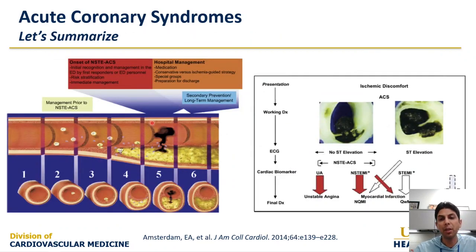So let's summarize. In the previous slides, we've talked a lot about the concept of atherosclerosis and coronary thrombosis. Let's just make sure we're all on the same page. So the left figure illustrates the progression of plaque formation and onset of a non-ST elevation acute coronary syndrome. A non-ST elevation acute coronary syndrome. So that would be an NSTEMI or unstable angina.